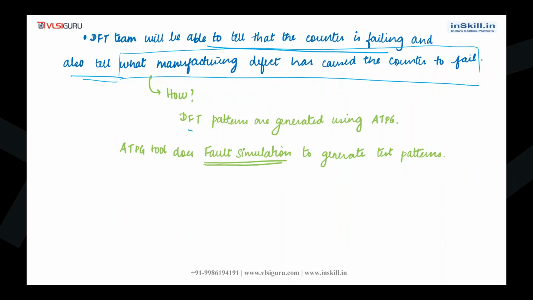It's because DFT patterns are generated using ATPG, automatic test pattern generation. The ATPG tool does a process called fault simulation to generate the test patterns. Okay, so that is why DFT engineers will be able to tell what manufacturing defect has caused the counter to fail.